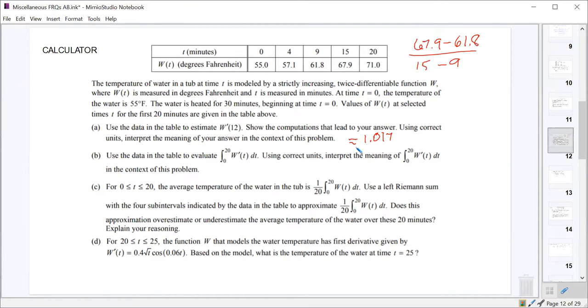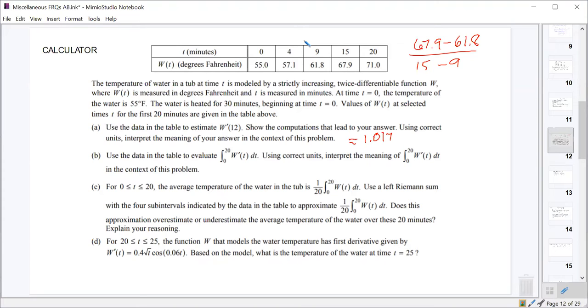Yeah, that'd be fine. Pretty much always they have it as an equal amount on either side of it. I don't think I've ever seen it where it's not. Sometimes they might ask you to approximate it at 0 or at 20, in which case you'd use whatever that endpoint is, and then the next closest thing you have. But I've never seen one where they weren't the same distance apart that I can think of offhand. So that came out to 1.017. Is that what you guys got?